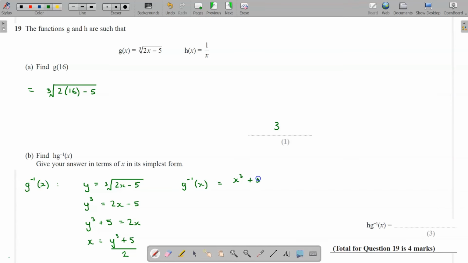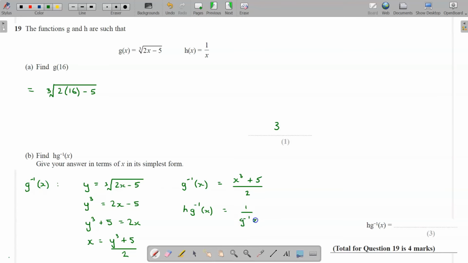Okay, so we give our final answer in terms of x, like that. So that's the inverse function g to the minus 1 of x. Now we have to apply h to that. Now h is the reciprocal. So h of g to the minus 1 of x means 1 over g to the minus 1 of x.